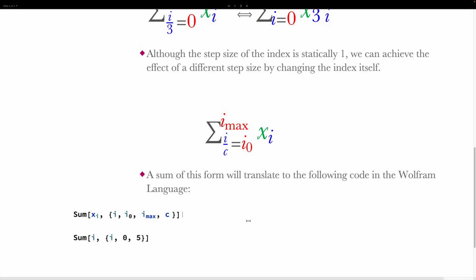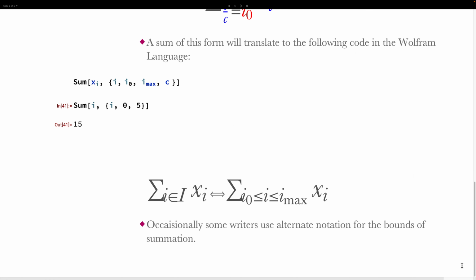Now, we can write out any sum of this form in the Wolfram Language as Sum[x sub i, {i, i naught, i max, c}]. If we do that with the sum we had earlier, taking the sum of i, {i, 0, 5}, we get 15, which makes sense because 0 plus 1 plus 2 plus 3 plus 4 plus 5 is 15.